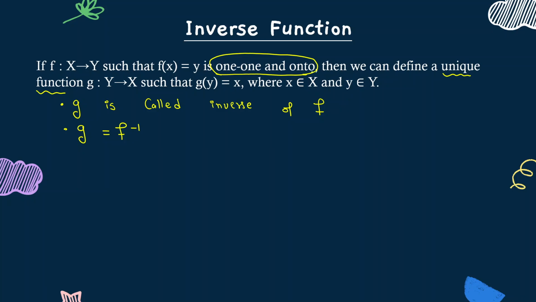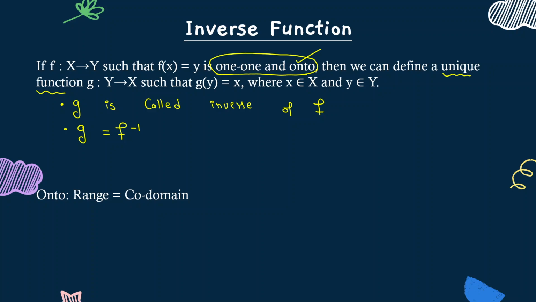But when do we say the function is onto? For a function to be onto, the range of the function should be the same as the codomain. And which is very simple. We consider only the part of the range as the codomain to make the function onto.